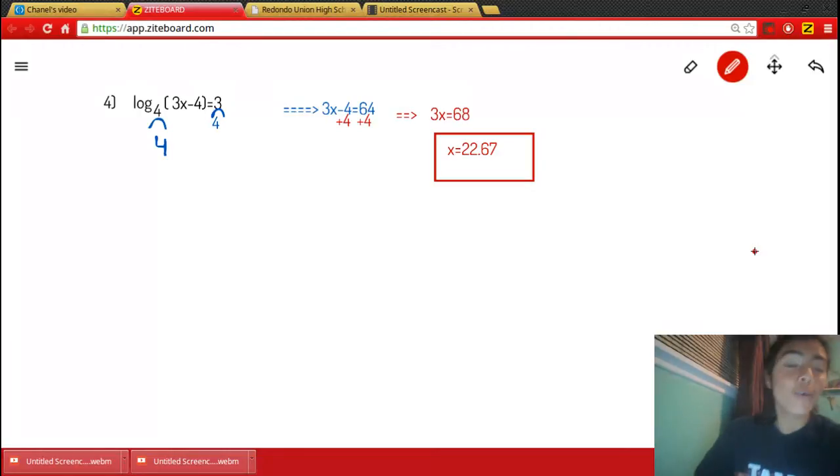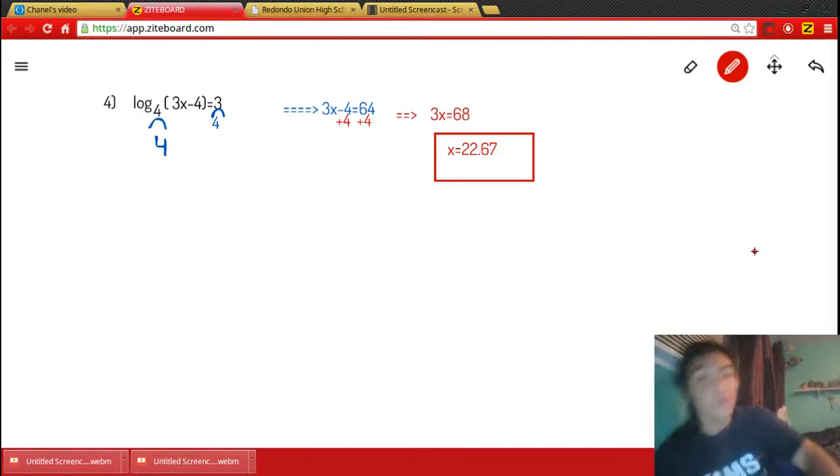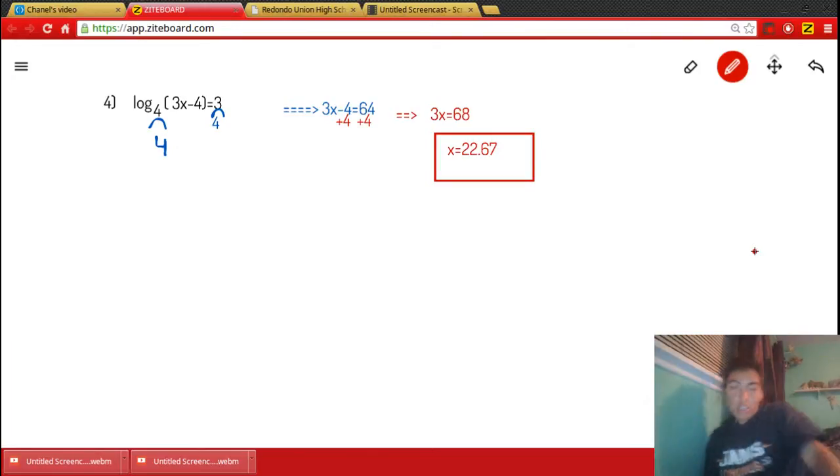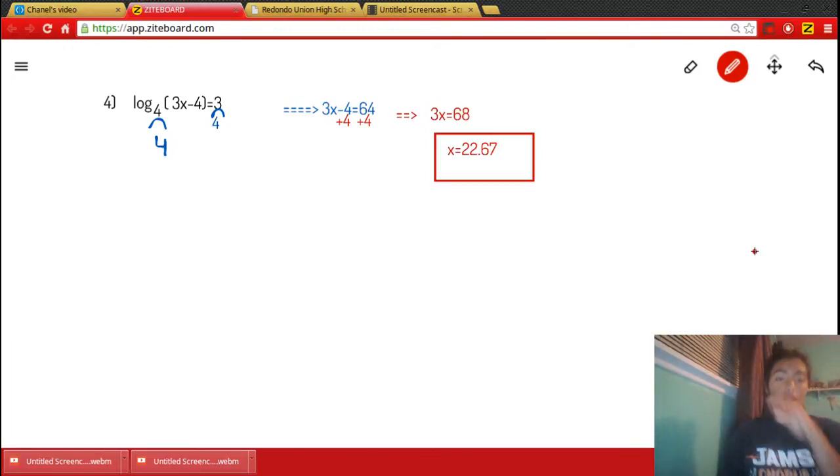So we have log base 4. It's not an expanded form, so all we have to do is solve for x. We want to get rid of the log so you have your x by itself, so you make the log an exponent of the base, which is 4. Do it on both sides. You get 3x minus 4 equals 64, because 3 is the exponent of 4, so 4 to the power of 3 is 64.